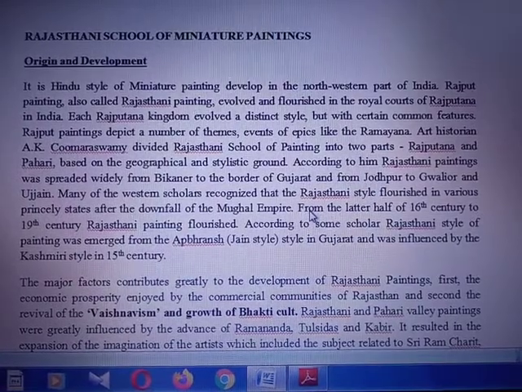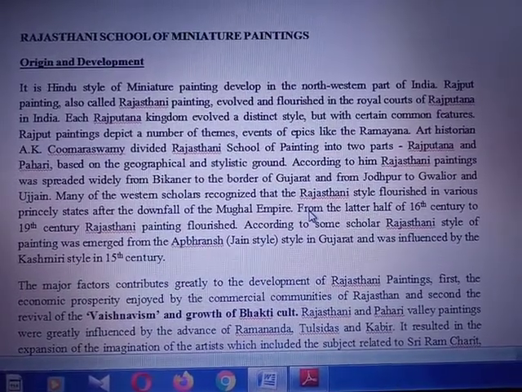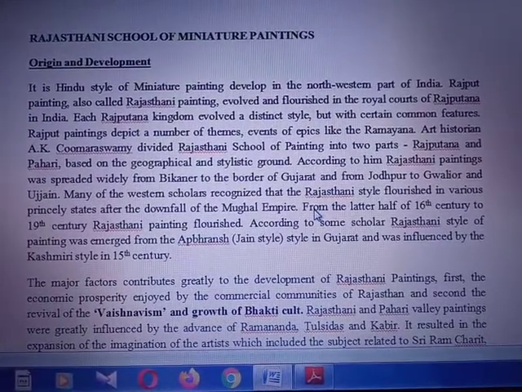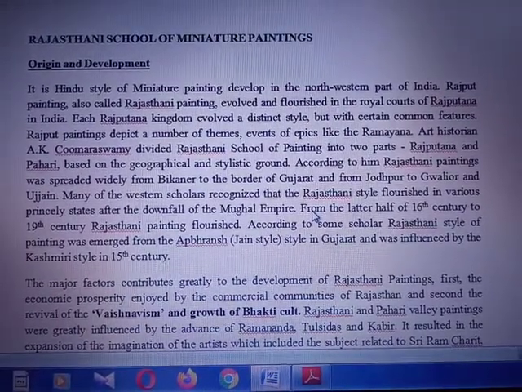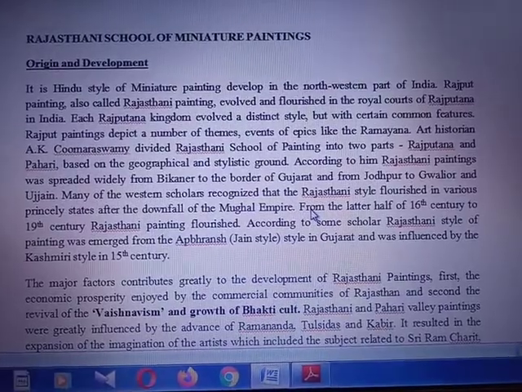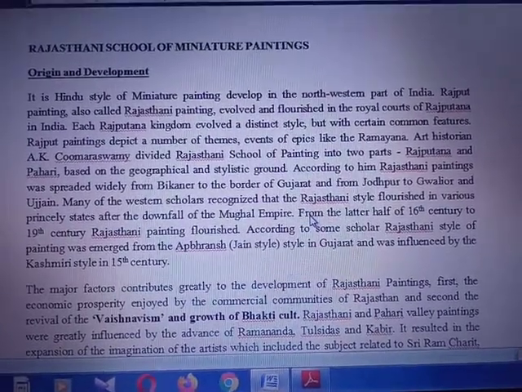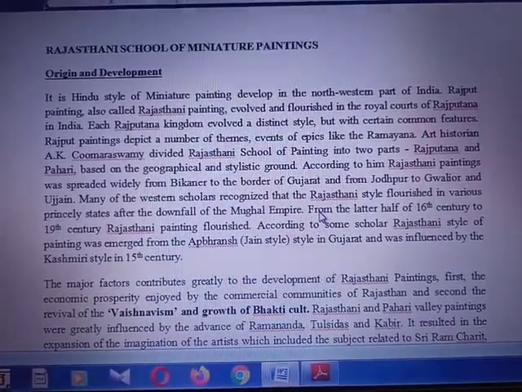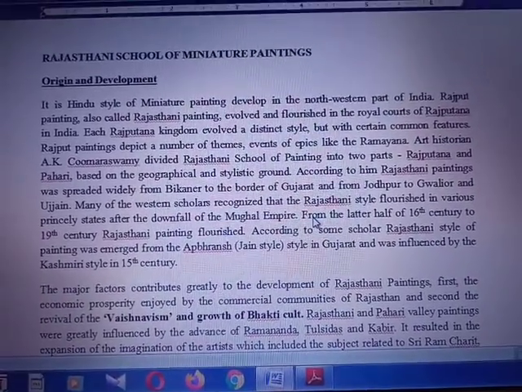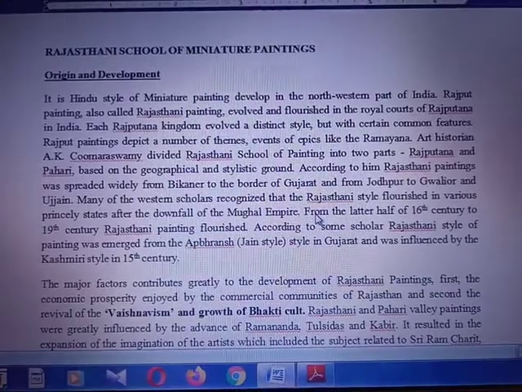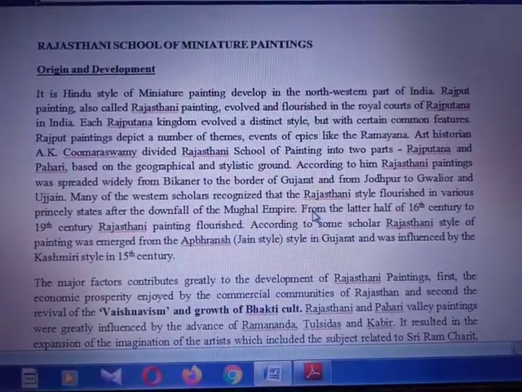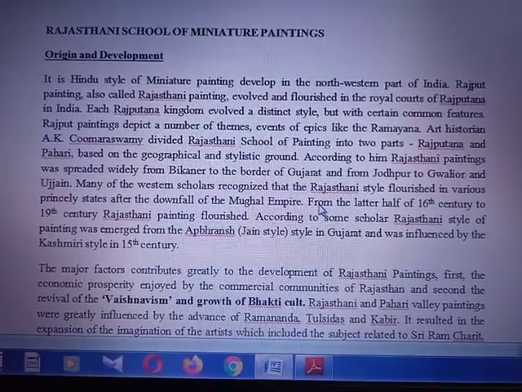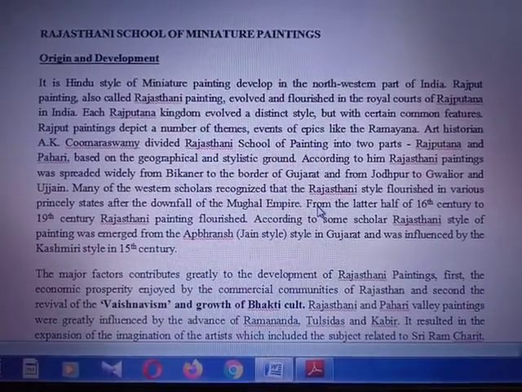Art historian A.K. Coomaraswamy divided Rajasthani school of miniature painting into two parts, Rajasthani and Pahari, based on geographical and stylistic grounds. One is Pahari and another is Rajasthani. So we are studying the Rajasthani school of miniature painting. Later on we will study the Pahari school of miniature painting.